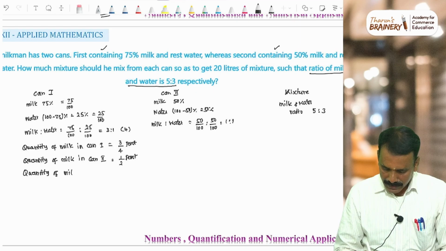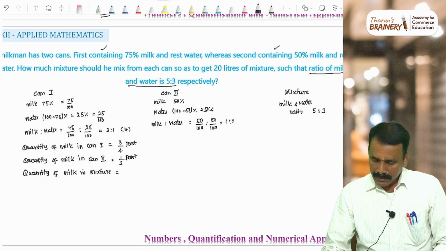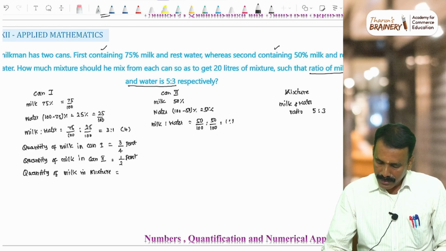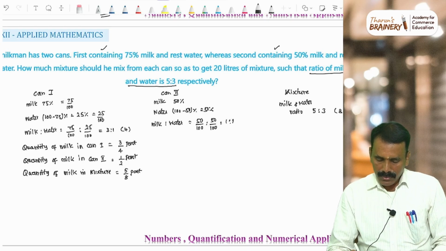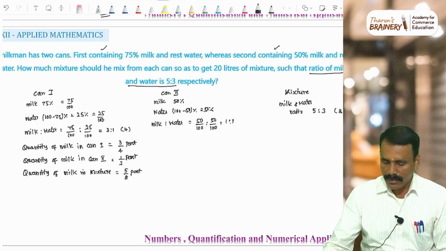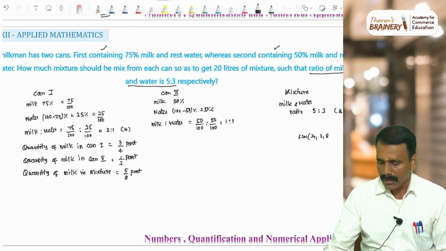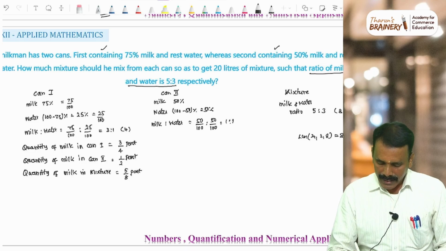Quantity of milk in the mixture, this is going to be 8, so 5/8 part. And we have different denominators, 4, 2 and 8. We try to convert them to a common denominator. So LCM for 4, 2, 8 will be 8. So we convert all the fractions to the common denominator 8.